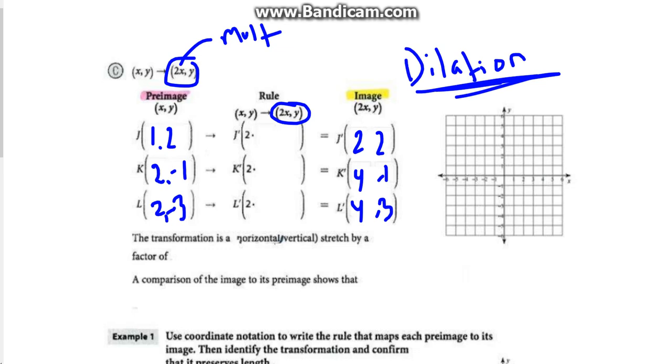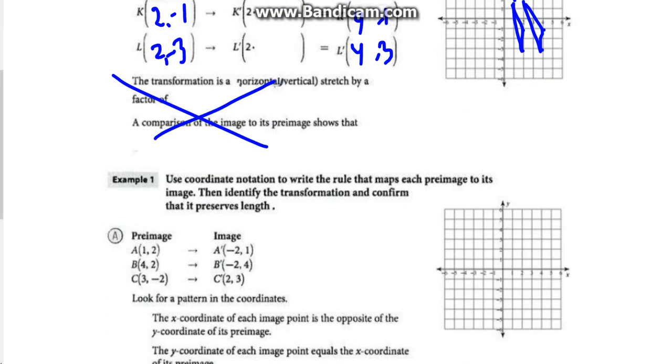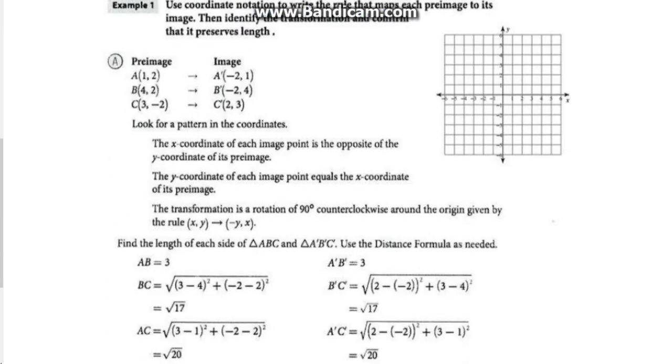Let me see if I can plot them. 1, 2, 2, negative 1, and 2, negative 3. So we're going to have a compressed triangle, then enlarge into 2, 2, 4, negative 1, and 4, negative 3. So yes, it became bigger. It was a dilation. Don't worry too much about this yet. Next week we'll be covering that in detail.